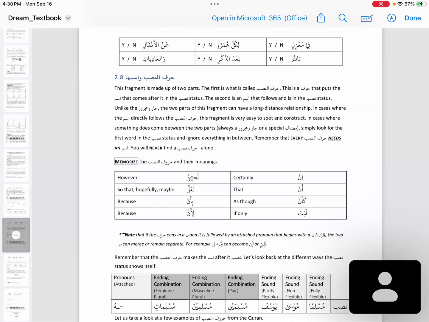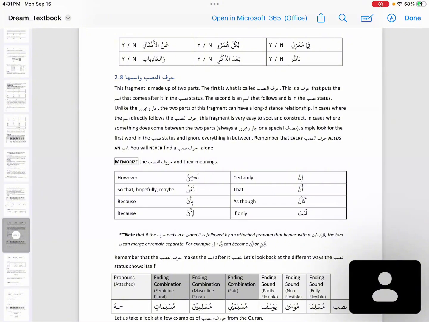Harf Nasab, as indicated by the name, changes the status of the next Ism to Nasab. It's like, let's say, the example of rain. There is a person who's completely dry and rain falls on that person and the person becomes wet. A completely normal dry person becomes wet because of rain. Similarly, any normal Ism just gets acted upon by a Harf Jar and becomes Jar. It gets acted upon by Harf Nasab, it becomes Nasab. So let's understand that and remember that.